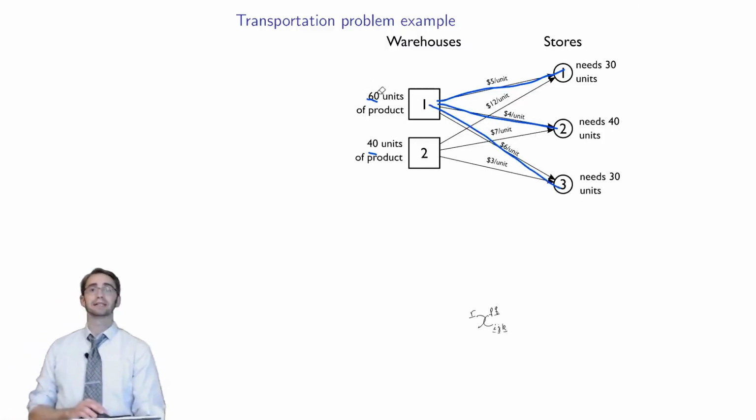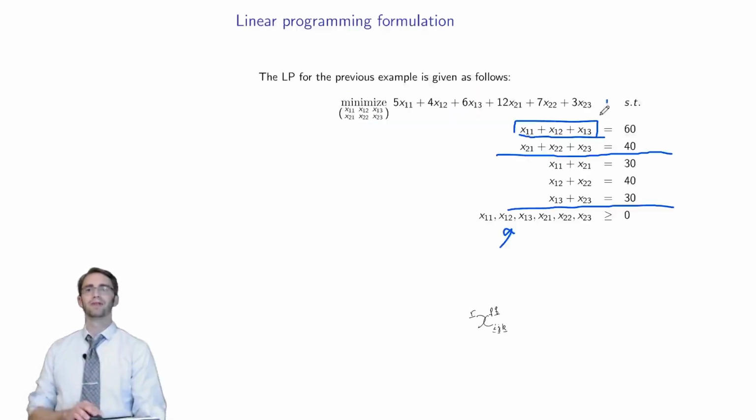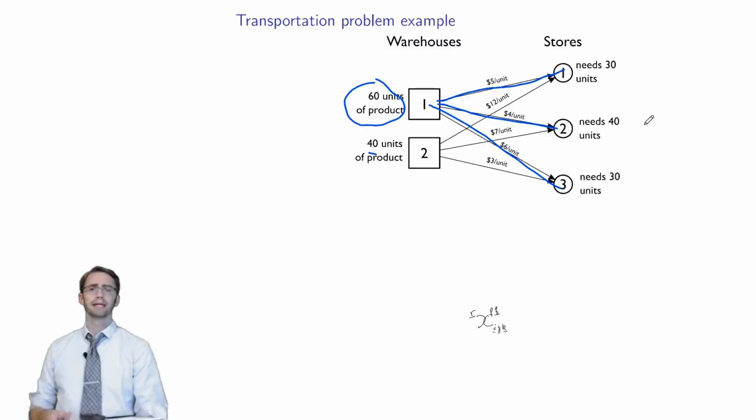And where does 60 appear in this picture? Well, it's right over there. I just erased it for no particular reason. It's this thing. Okay, what does this say? This says X11 plus X12 plus X13, that is just all the stuff that is leaving warehouse 1. It's all the stuff that is going from warehouse 1 either to store 1 or store 2 or store 3. And I've said that has to be equal to 60. Now, what does that mean? It means that this warehouse 1 has to send all of its inventory out to these stores.